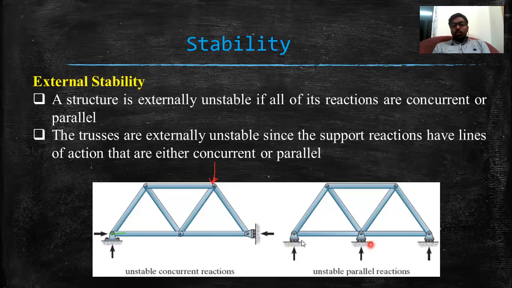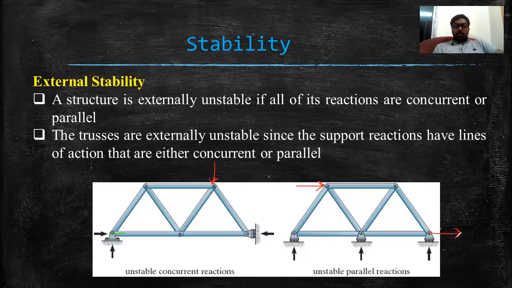All the supports are roller supports. As you can see, in this scenario a roller support provides only vertical restriction, so there is no horizontal restriction. So if we apply load in this direction, at this joint, the whole structure will move in this direction, and it cannot show any restraint against this movement.